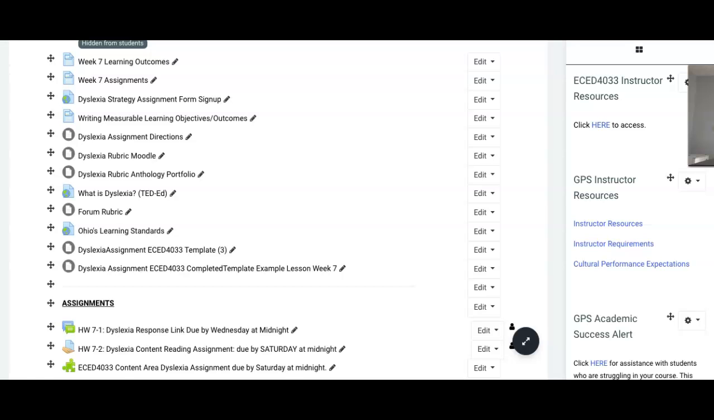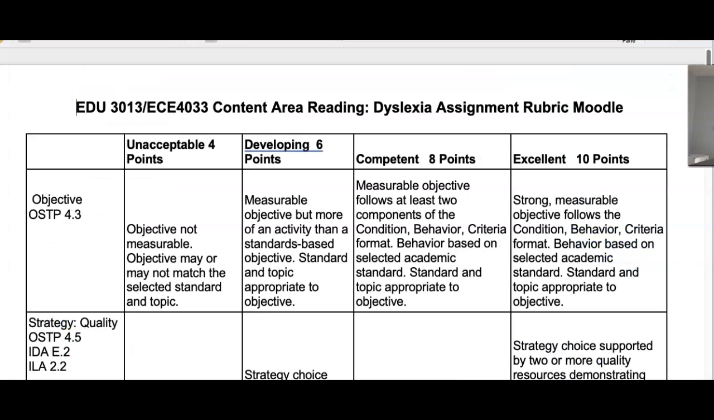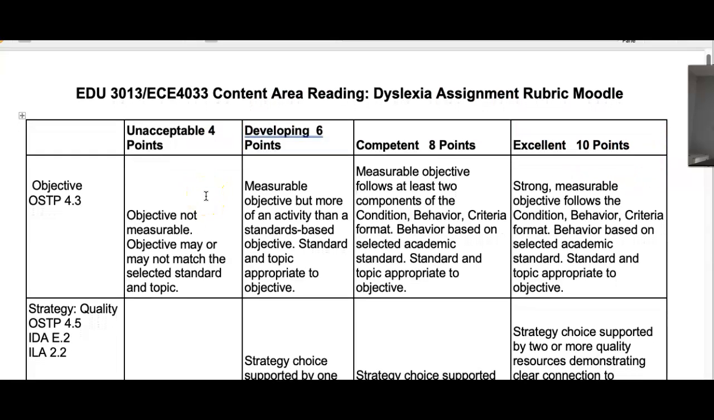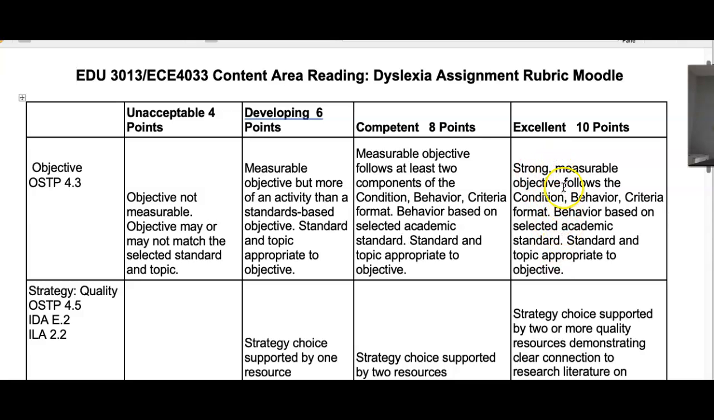The rubrics for Moodle and Anthology Portfolio are exactly the same except point values. That is the only difference. I'm going to look at the excellent column for the rubric. You need to make sure that you have strong, measurable objectives that follow the condition behavior criteria format. Behavior is based on the selected academic standard. Standard and topic are appropriate to the objective.